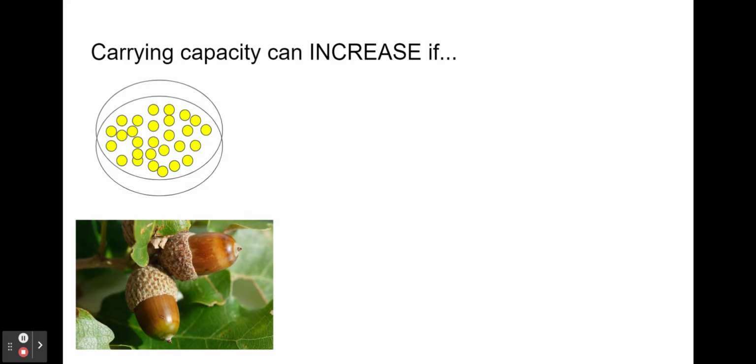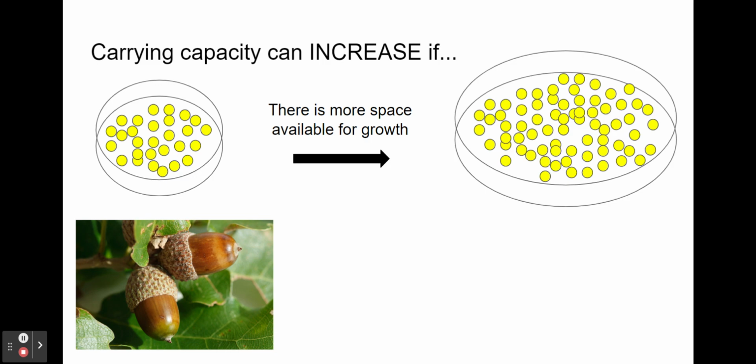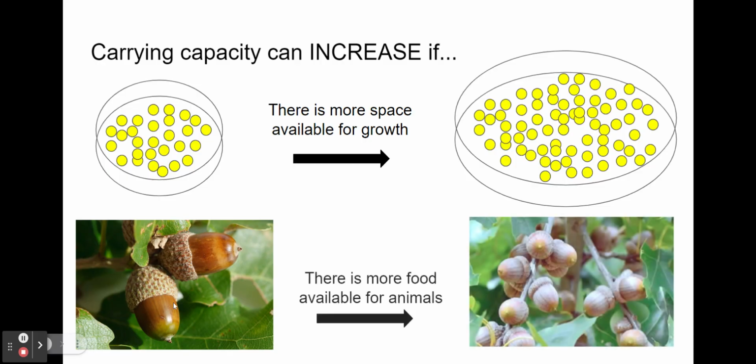Carrying capacity can increase if there is more space available for growth. If we transfer our bacteria into a larger petri dish, the carrying capacity of the environment changes because there's more space to support them. Or it can increase if there's more food available for animals. Let's say there's extra rain one year and our acorn production is extra high. Now, with more acorns, the carrying capacity for animals in that year alone is higher because there's more food available for them.